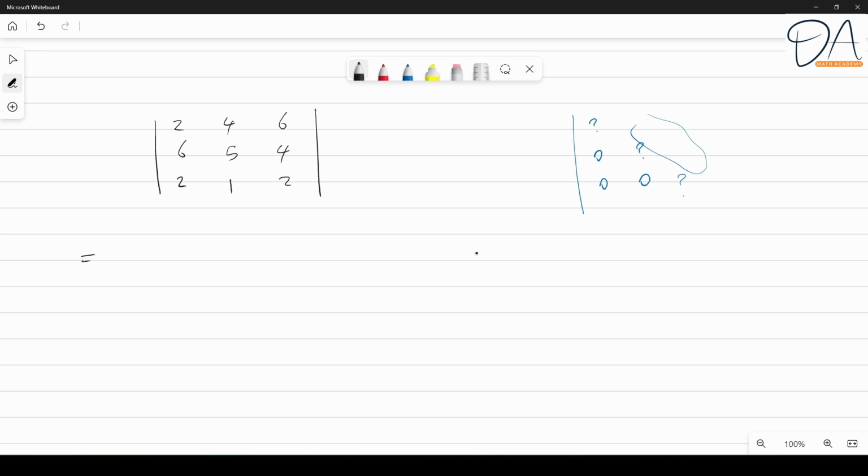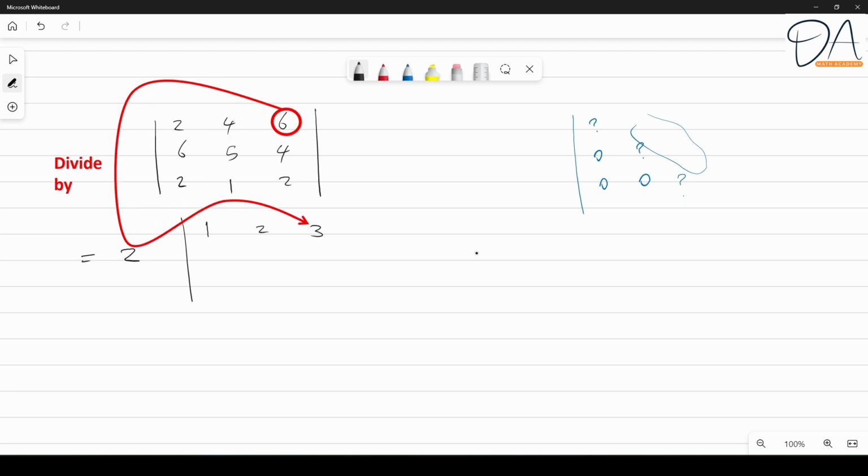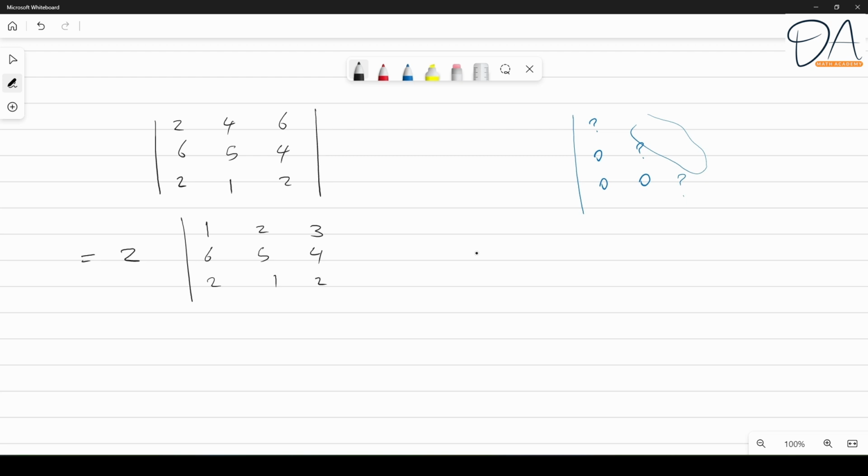Also, you can proceed without doing this. But in this case, we can see that in the first row we have 2 as a common factor. So I can take that out, and then we'll have 1, 2, 3, 6, 5, 4, 2, 1, 2. Notice that if you multiply 2 with the first row, that will give you the original row.